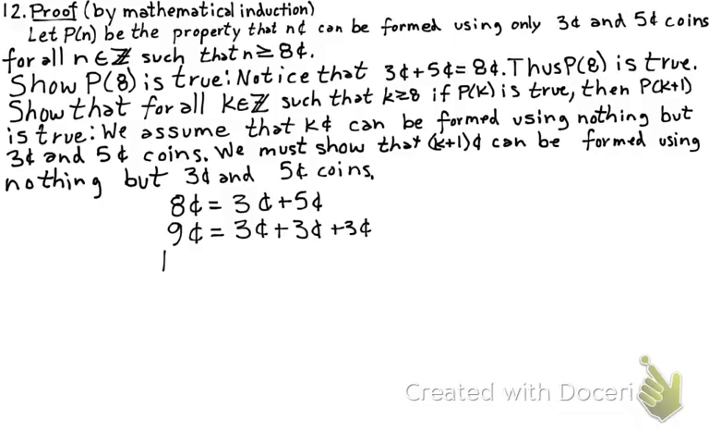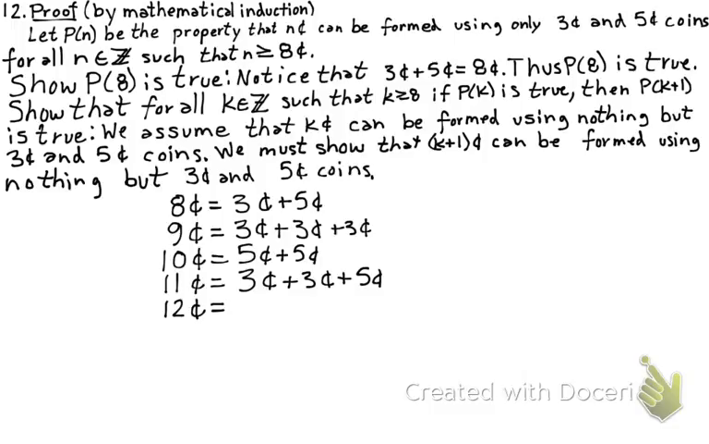Okay, what about 10 cents? How can we form 10 cents using only 3 and 5 cent coins? 5 plus 5. Now for 11 cents, we replace one of our 5s by 2 3-cent coins. So we would have 3 cents plus 3 cents plus 5 cents, and then we have 11 cents. What about 12 cents? 3 plus 3 plus 3 plus 3. Right.